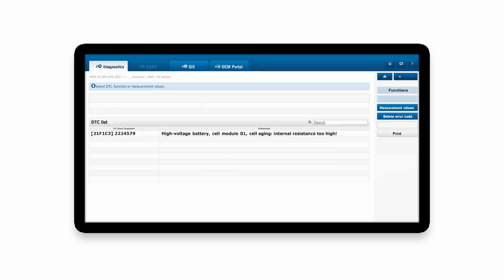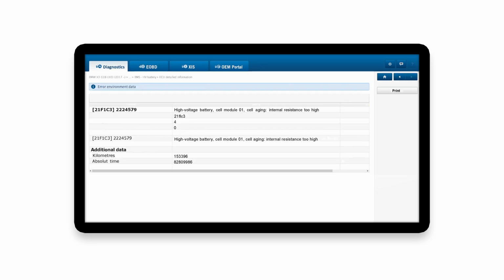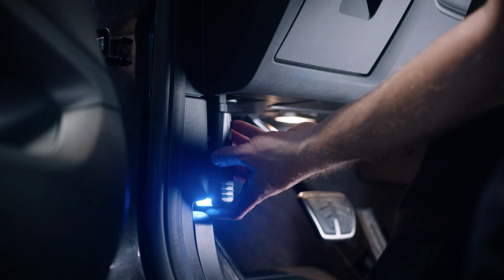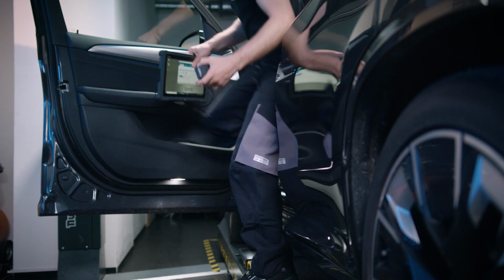You are able to read out the most important parameters, such as cell voltage, cell temperature, and insulation resistance. There are several possible reasons for an internal resistance out of range. For example, degradation, defect cell, bus bar, or wiring resistance. Now you know the vehicle's status and can proceed with the next steps.